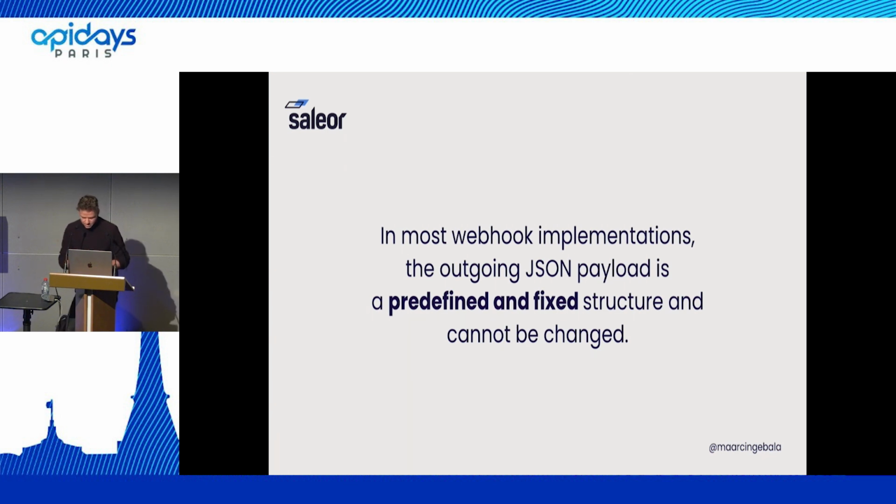So, as I said, the JSON structure is always predefined and fixed for most of the events, and you cannot control what data you want to get. So it sounds pretty similar to the problem that we had in web apps with REST APIs and what GraphQL actually solves, right? So we are wondering if we could give app builders that integrate with Saleor the ability to decide what data they want to get from our backend without using our API, but through webhooks.